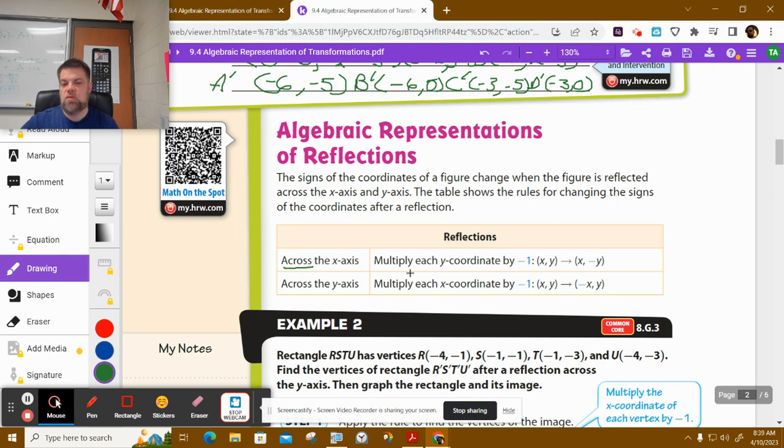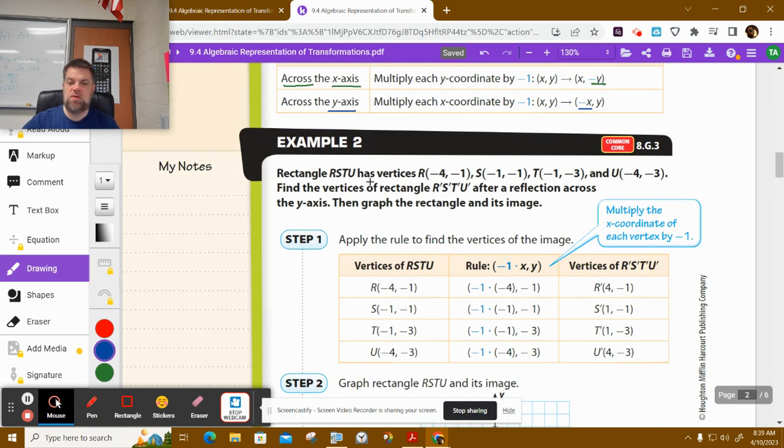So if I reflect across the x-axis, then I just take the negative of whatever the y value is. If I reflect across the y-axis, then I take the negative of x, which kind of makes sense when you think about it. So let's look at example number 2. It says that the rectangle RSTU has vertices at the following points. I'm not going to read them all. And then find the vertices of R prime, S prime, T prime, U prime after a reflection across the y-axis. So now the way that they do that is if you're reflecting about the y-axis, you negate or take the negative of x.